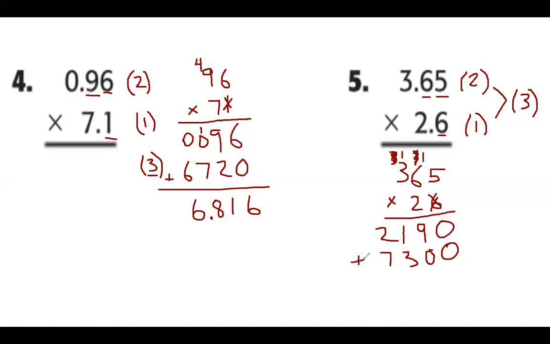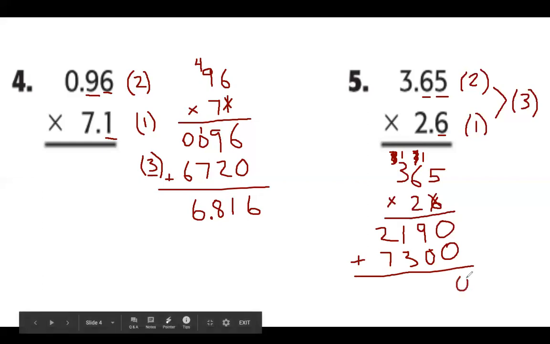Okay, now we know we need to add those two numbers together. 0 and 0, hopefully we know that, gives me 0. 9 plus 0 gives me 9. 1 plus 3 gives me 4. And 7 plus 2 gives me 9.